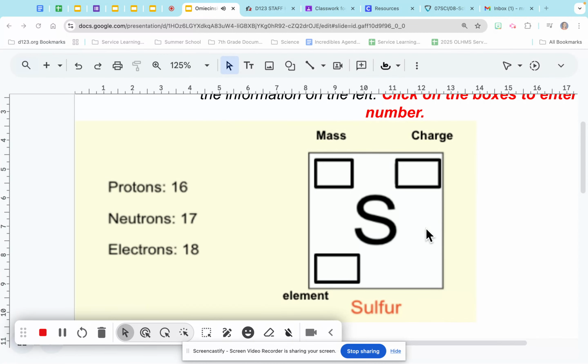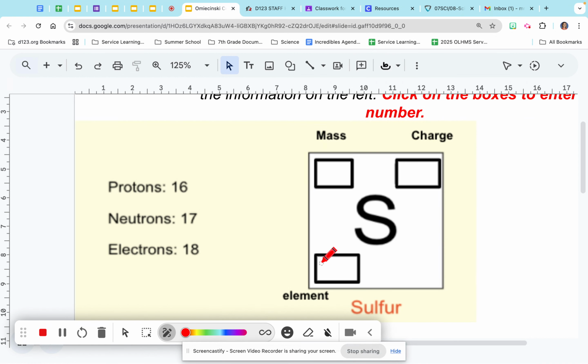All right, so the first thing that we're going to look at on our study guide is on the last page. So we're going to look at the first question. It's for sulfur. Remember, in order to get the element name, we have to look at the number of protons that we have. So the number of protons that we have is 16. So you're going to put 16 in the element part. That's telling us that we have 16 protons in the nucleus.